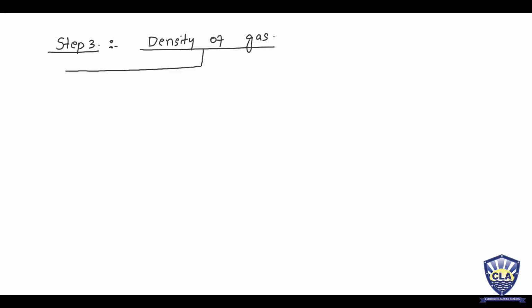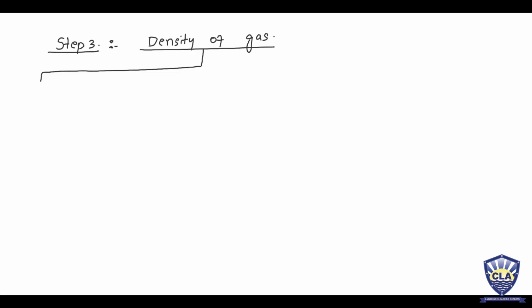Okay, my dear, the last step for the collection of gas, that is step 3. In step 3, you have to see the density of the gas. Density of gas. So this is very important, my dear. The gas is of 2 types.